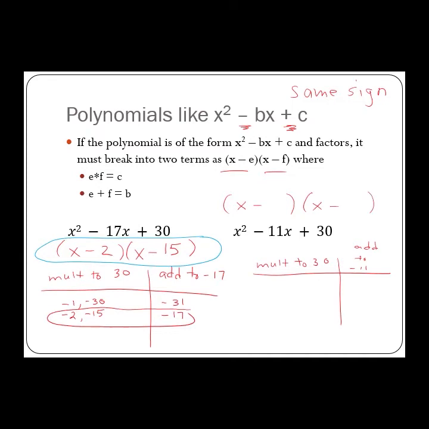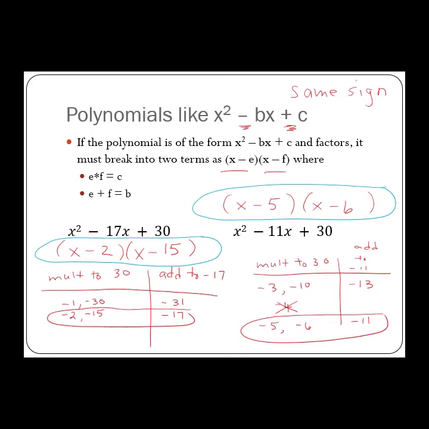I've already tried 1 and 30 and 2 and 15 over on the left. So I'm going to start with dividing 30 by negative 3 and I get negative 10. When I add those, I get negative 13. So that isn't the pair I was looking for. When I divide by negative 4, I actually get a decimal, so negative 4 isn't going to be one of my factors. Divide 30 by negative 5, and I get negative 6, and that gives me negative 11 when I add them. So the factors I was looking for are x minus 5 and x minus 6.